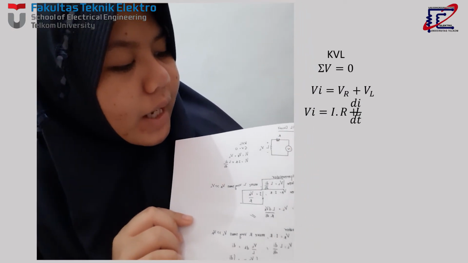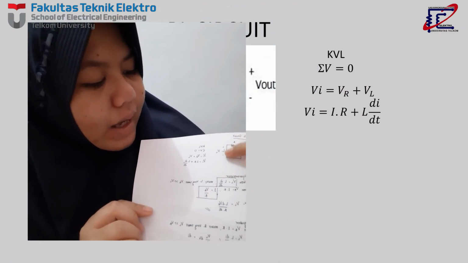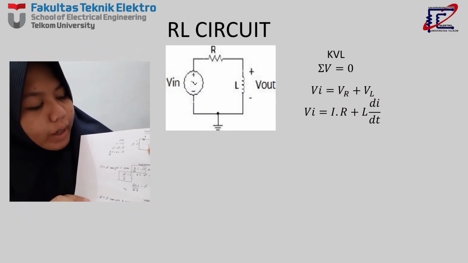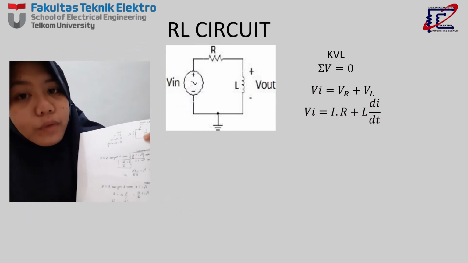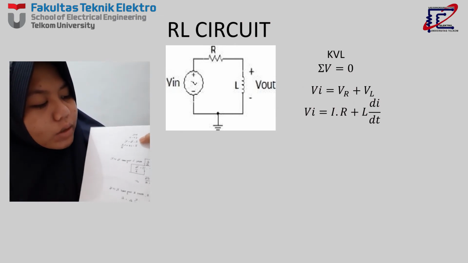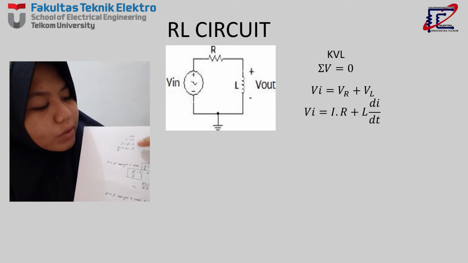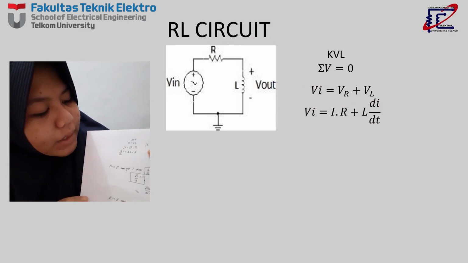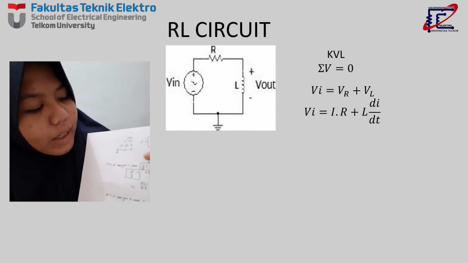Next, RL circuit. This circuit has components R and L. Use KVL, Kirchhoff's second law, sigma V equals 0, VE equals VR plus VL, and then VE equals I times R plus L times dI per dt.